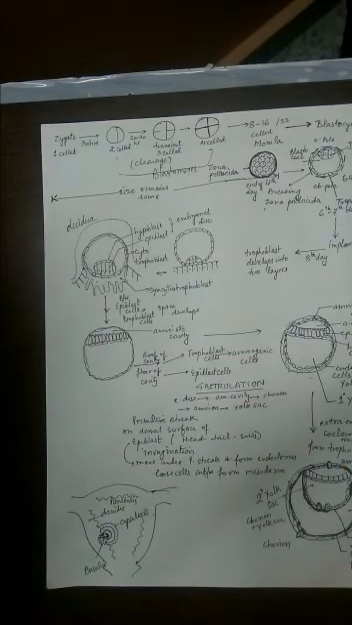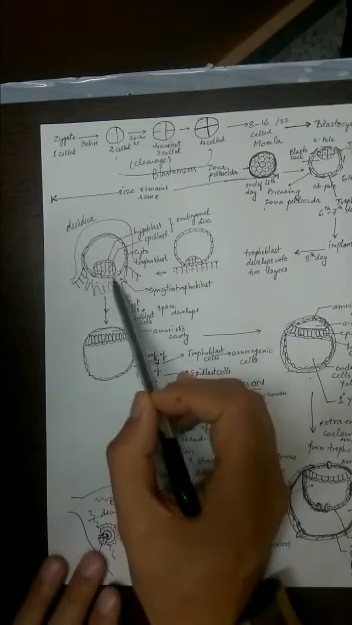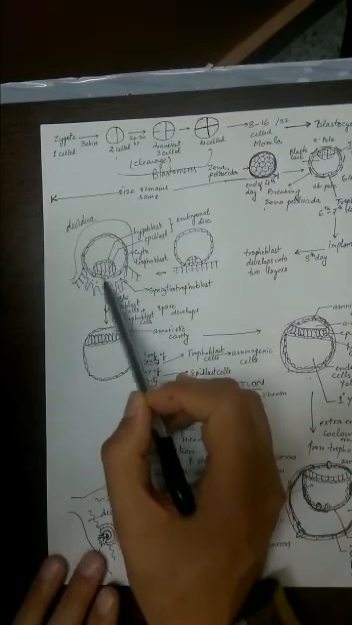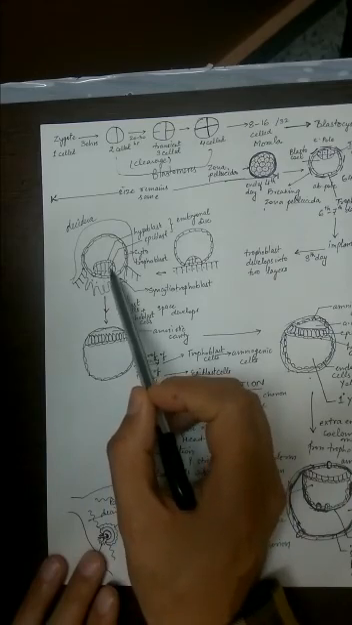Now what happened after this is, there starts development. Okay, now please remember there is a trophoblast present here. So now a gap starts developing between the epiblast and the trophoblast.